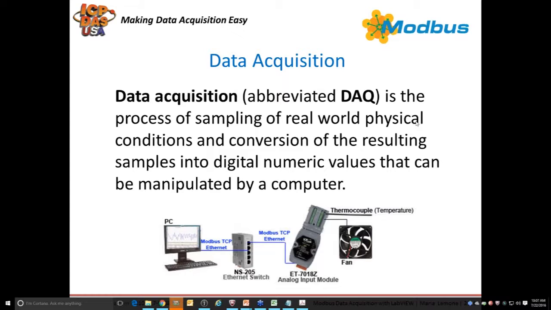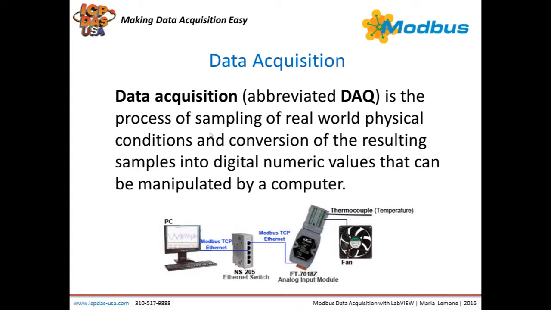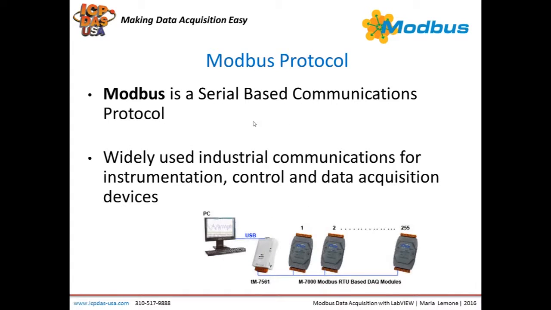This picture here shows LabVIEW running on a PC, which is connected to an Ethernet switch, which is connected to a Modbus TCP and Ethernet-based thermocouple input and digital output module. The LabVIEW program takes the temperature data and triggers a fan to turn on or off based on the temperature determined by the thermocouple sensor.